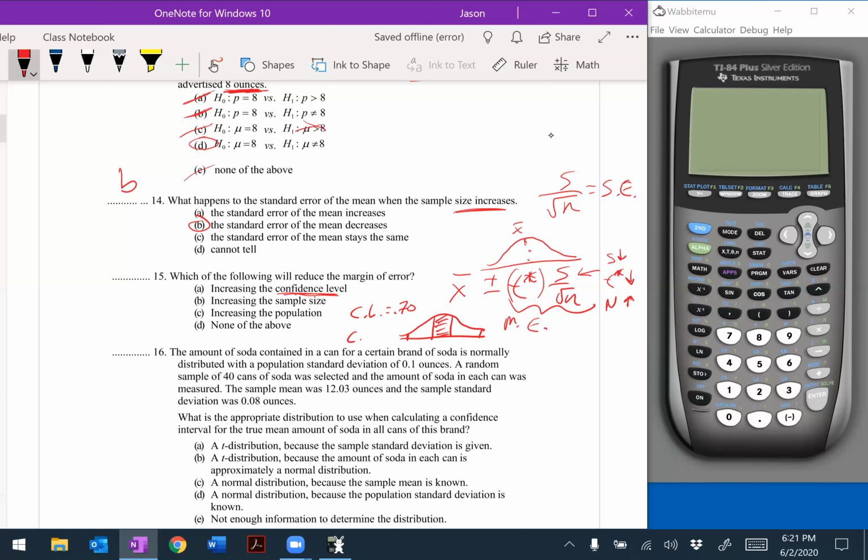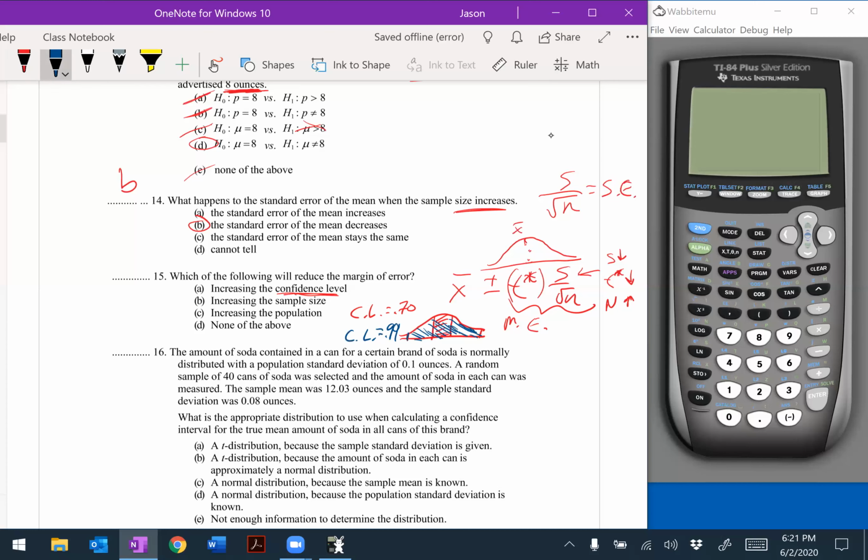Whoops, that didn't work. What is going on here? Give me the right pen. The confidence level is 99%. That means that everything for 99% goes out.